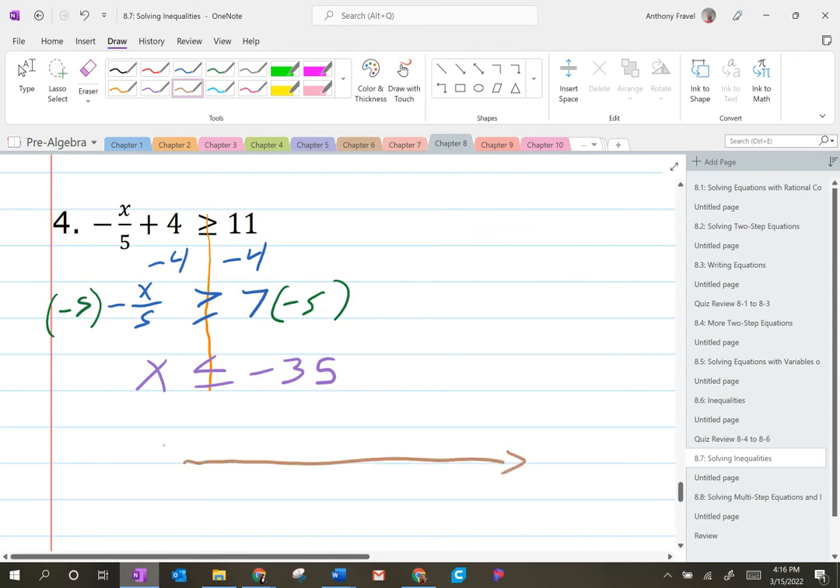The very last thing to do is to draw my number line. I need at least 3 numbers. So negative 35, negative 36, and then negative 34. It is less than or equal to, meaning I'm going to fill in that circle. And then it's pointing to the left. So I'm going to shade everything to the left. And your number line should look like this.